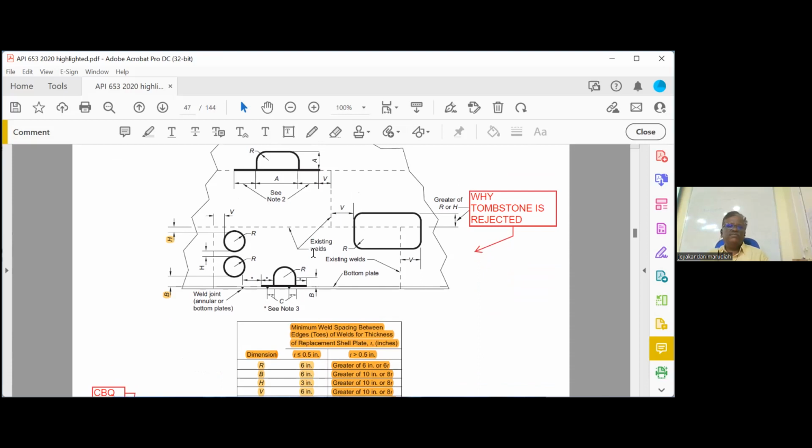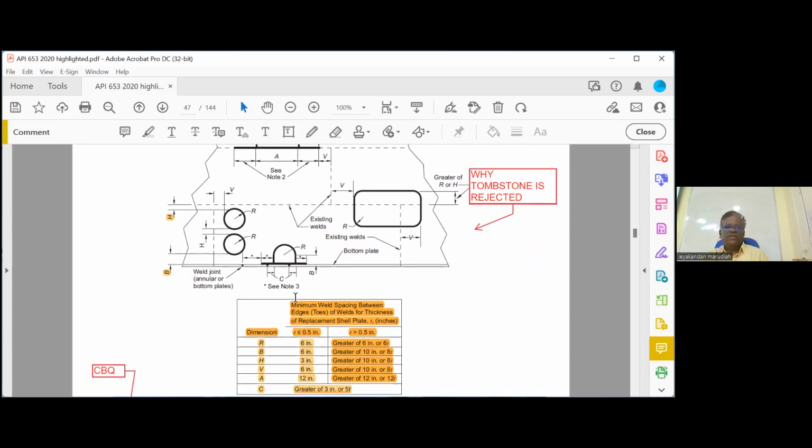Now what is B? If you are making a plate from the bottom, what should be the minimum distance between the bottom and the plate? So B, what is B given here? When the thickness is less than half an inch, 6 inch; more than half an inch, 10 inch or 8T. So there will definitely be an open book question. You should understand what is A, B, C first, then just see the table and answer. There are two tables: when the thickness is less than or equal to 0.5, and thickness greater than 0.5. So what is B? From the bottom plate dimension, the shell to bottom weld dimension.